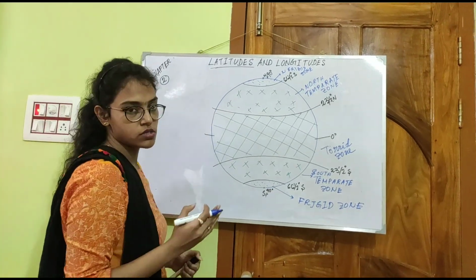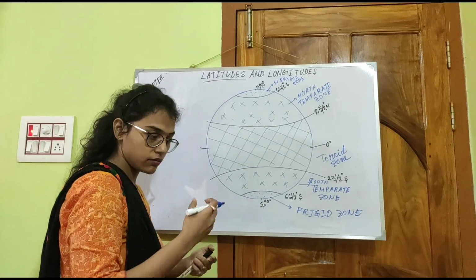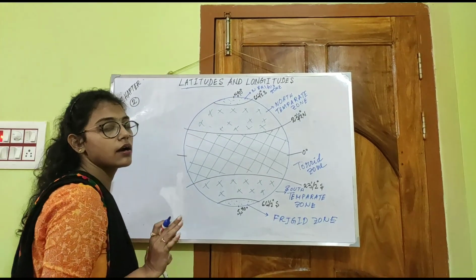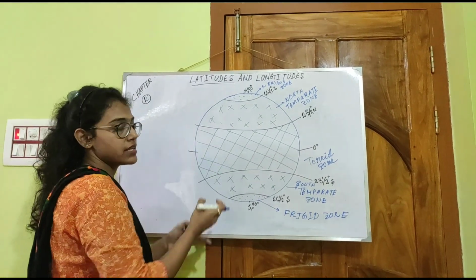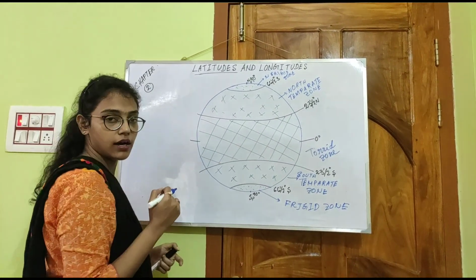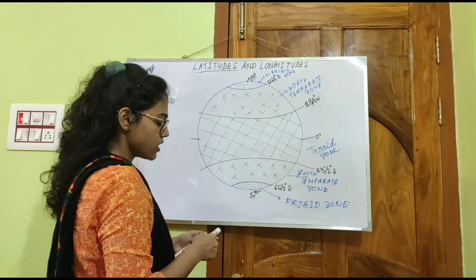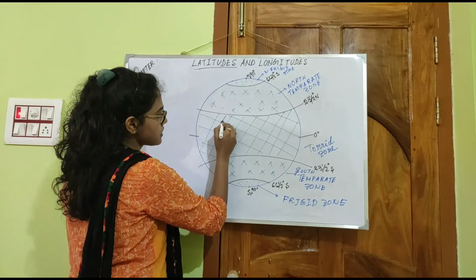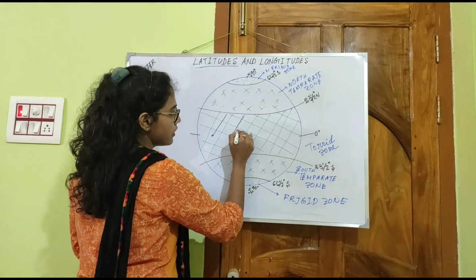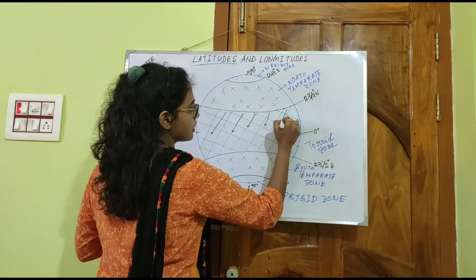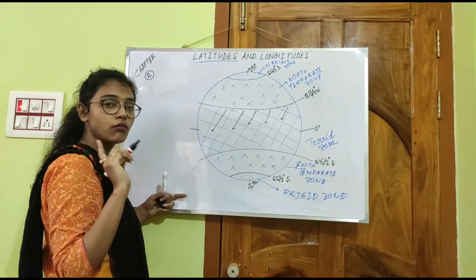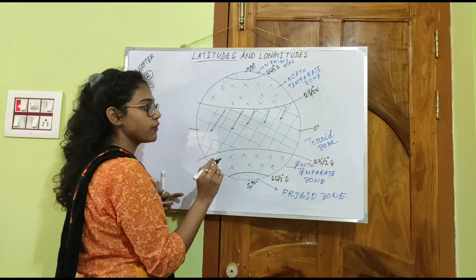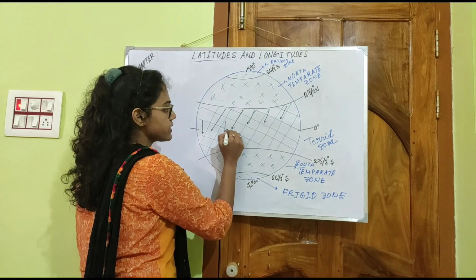So these zones, how the geographers made them, are based on how the sun rays are coming. Based on that, these zones have been made. Here in the torrid or the tropical zone, the sun rays are coming like that. Sometimes in a year, actually on the equator, sun rays are coming like that.